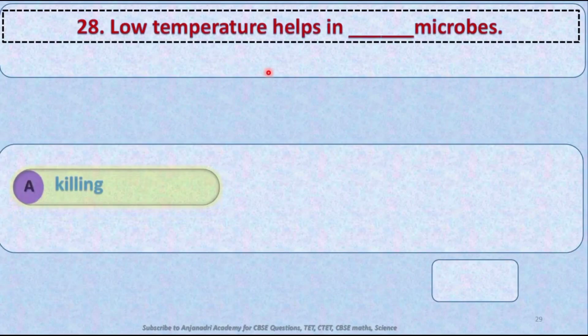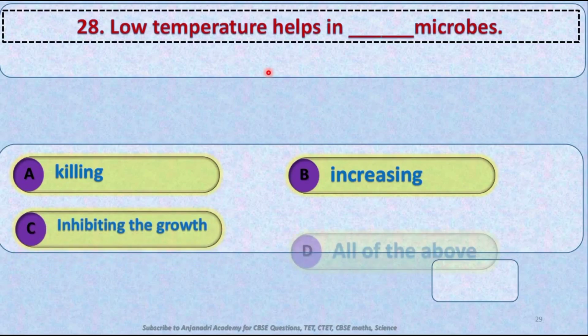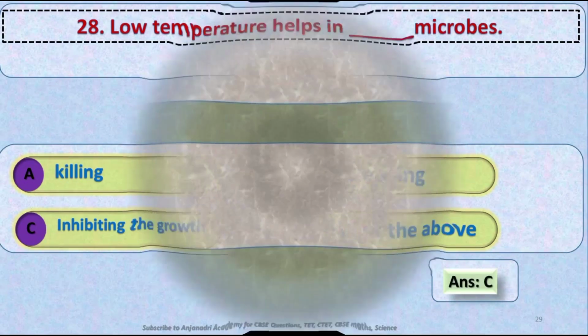Low temperature helps in dash microbes: helps in killing the microbes, helps in increasing the microbes, helps in inhibiting the growth of the microbes, all of the above. The correct answer is inhibiting the growth, that is reducing the growth of the microbe. The option C is the correct answer. Here is the next question.